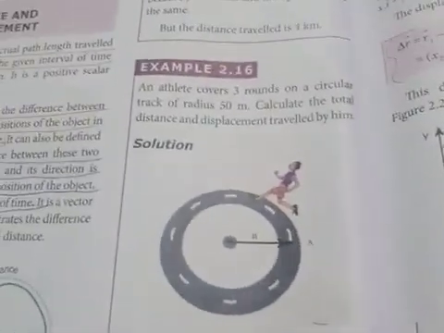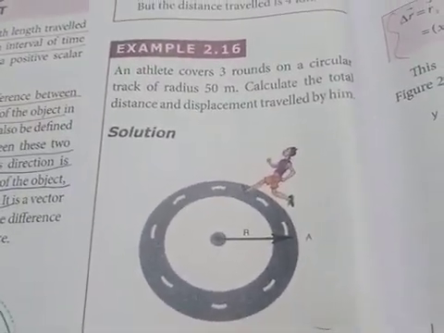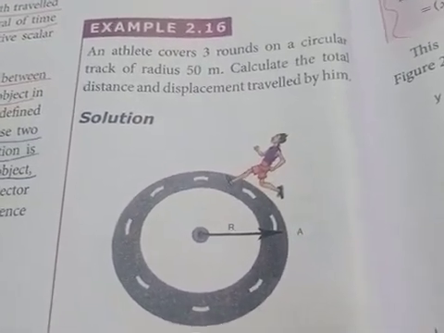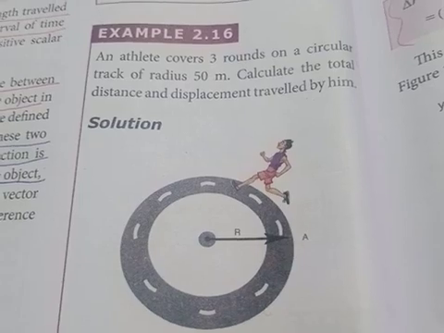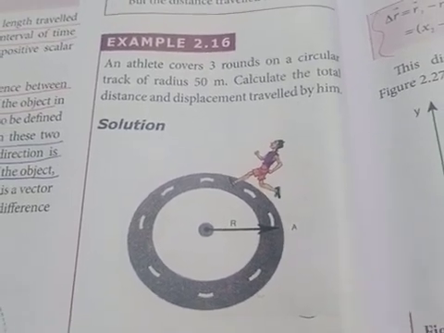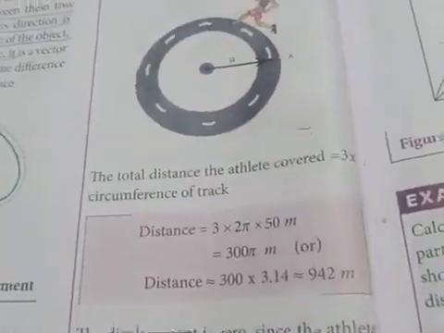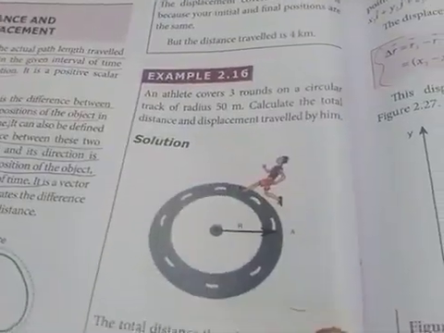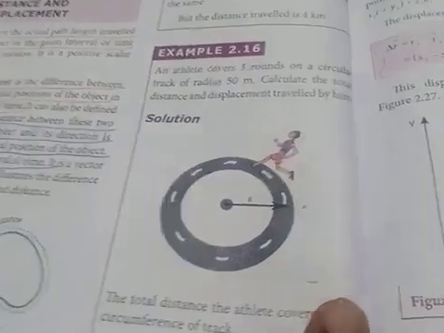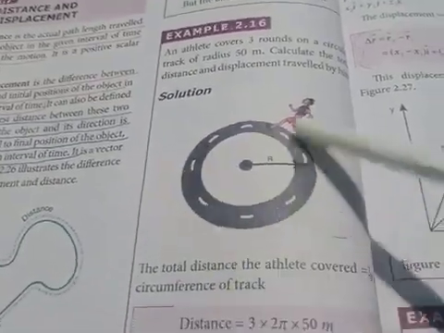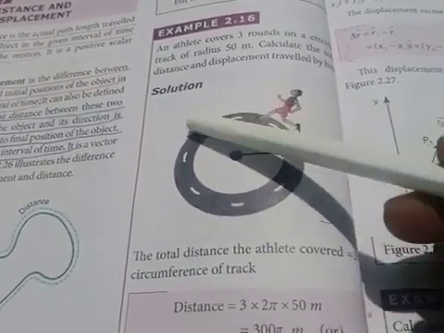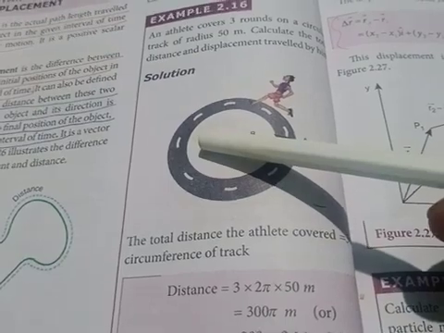And here you can see an important example. An athlete covers 3 rounds on a circular track of radius 50 meter. Calculate the total distance and displacement traveled by him. It is an important question. You can go through this. So we know that the question is, an athlete covers 3 rounds on a circular track. On this circular track, this athlete completes 3 rounds, and the radius is 50 meter.